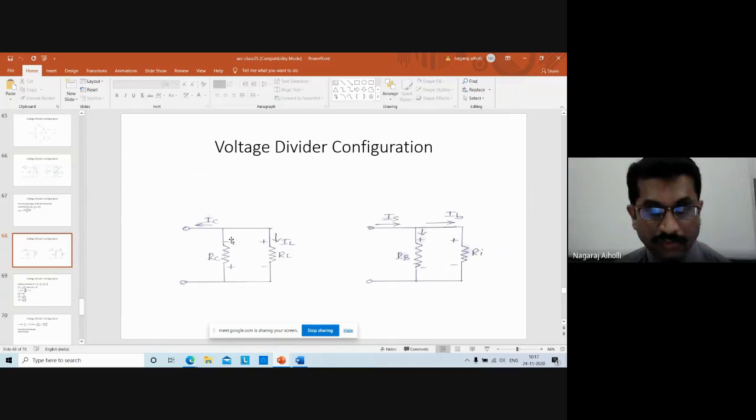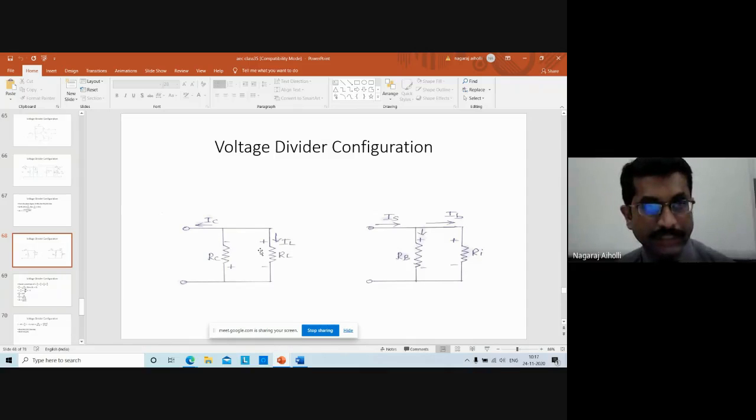That is I naught is equal to IC plus IL. The current flowing through RC gets split into IC and IL. That means the current flowing through RC is IC plus IL. Am I right? The main current I naught is getting split into IC and IL. Therefore, the current flowing through RC will be IC plus IL.